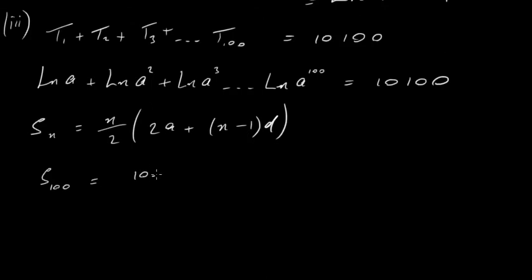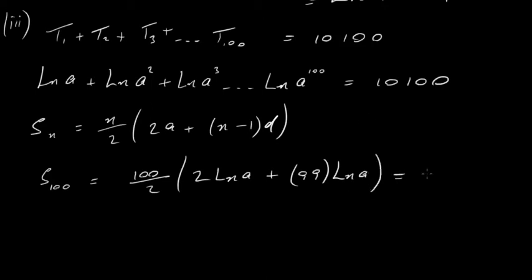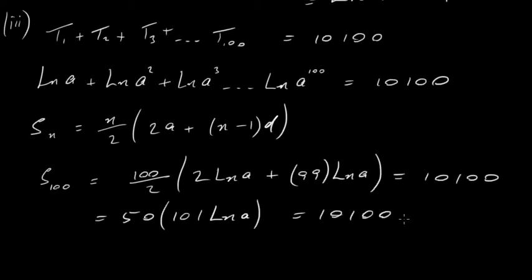So that's going to be 100 over 2 times twice the first term, which is log a, plus n minus 1, it's 100 minus 1, which is 99, times d, which is log a. We had this in our previous section, and that's going to be equal to 10,100. So this gives us 50 times 2 log a plus 99 log a is 101 log a. On the right hand side we have 10100.